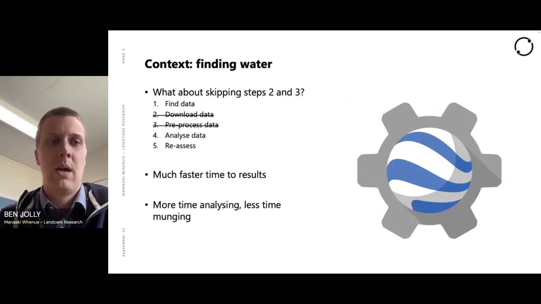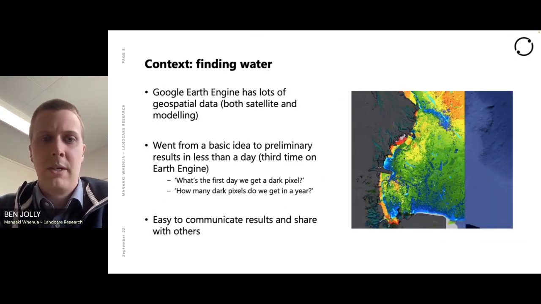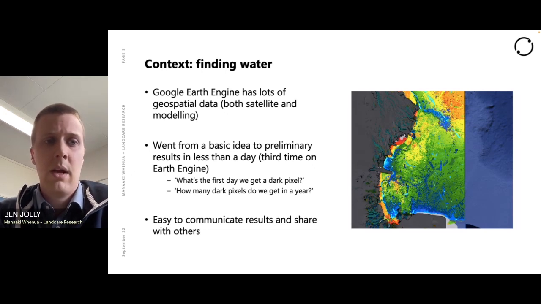munging data. So as you could guess from that logo, potentially, the first thing I turned to for this was Google Earth Engine. It has lots of geospatial data ready to go, and I could go from a basic idea to preliminary results in less than a day. And this is only really the third time using Earth Engine. Essentially just writing a bit of JavaScript and you get a live map, which is great.